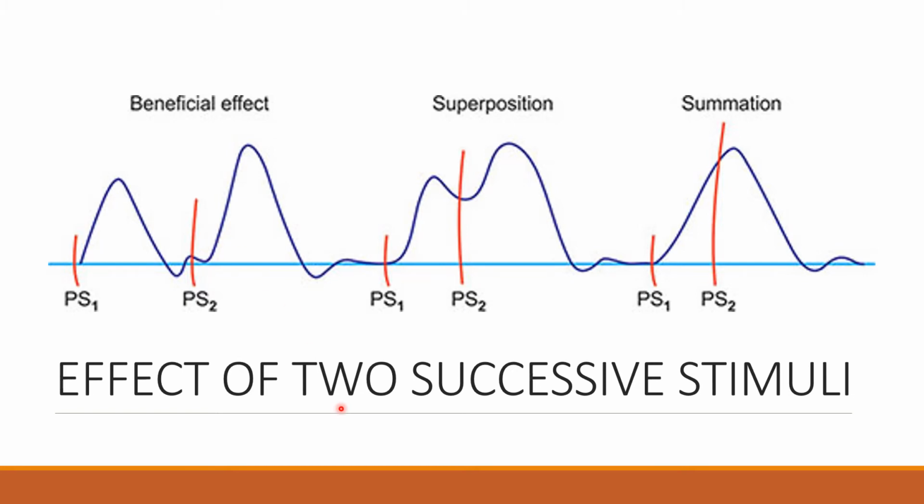Okay, so what is happening when you apply two successive stimuli? The response of muscle to the paired stimuli depends on the timing, as I have told you. If the second stimulus is applied in the absolute refractory period, for this you should go back and revise the refractory period from the nerve muscle physiology. So there are two types of refractory period, right? One is absolute and the other is relative.